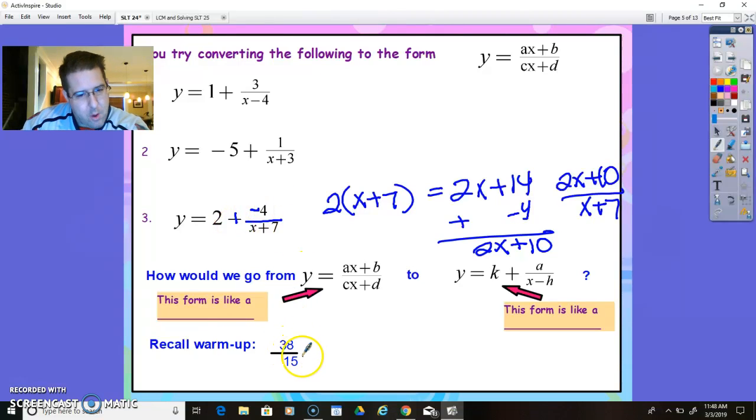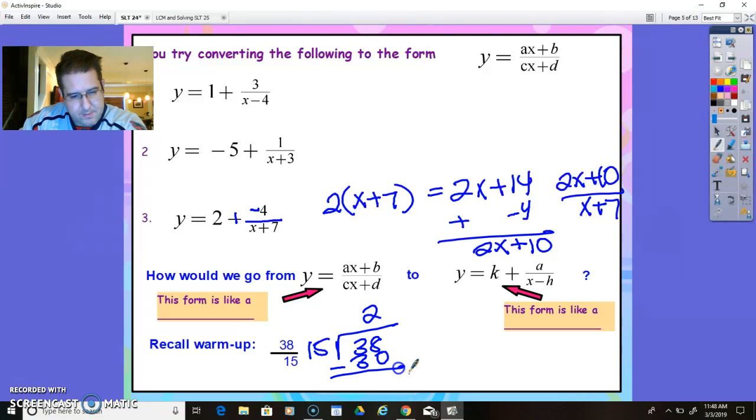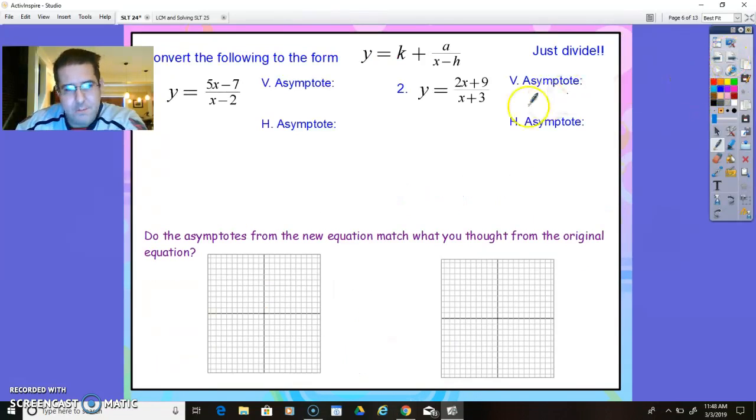All right, so how about when we go backwards? What if we want to change an improper fraction back to a mixed number? Remember, we did 38 divided by 15, and we said it goes in 2 full times, because 2 times 15 is 30. That leaves me with 8 left over. So that was 2 8/15. So the answer ends up being the whole number, the remainder ends up being the numerator, and the denominator stays the same. Well, that's going to be the exact same thing when we convert our standard form into asymptote form. So I'm going to divide.